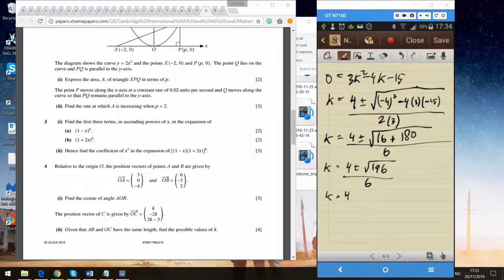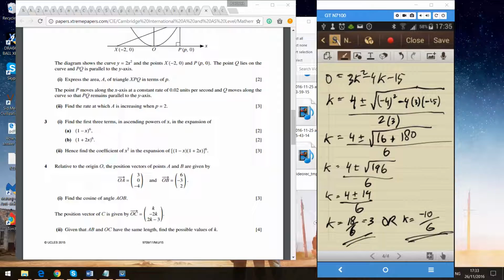So you either have k to be 4 plus 14, 18 over 6, that's equal to 3, or 4 minus 14, that's minus 10 divided by 6. So you have two possible values of k to give you the same magnitude. And that's the answer for question part II.